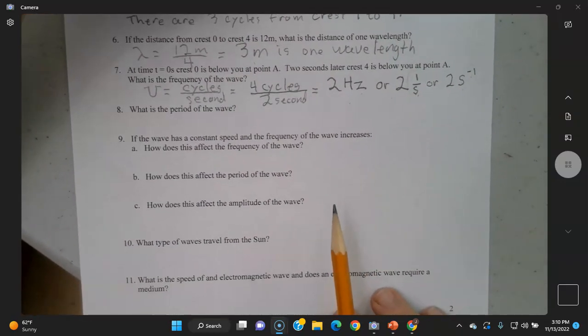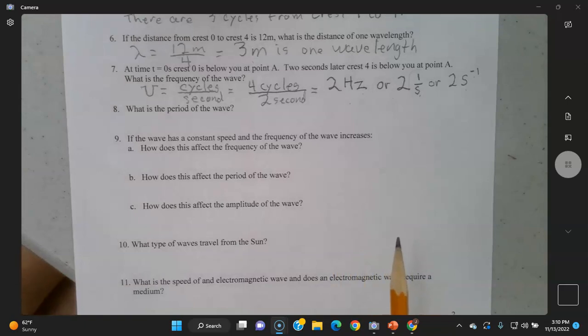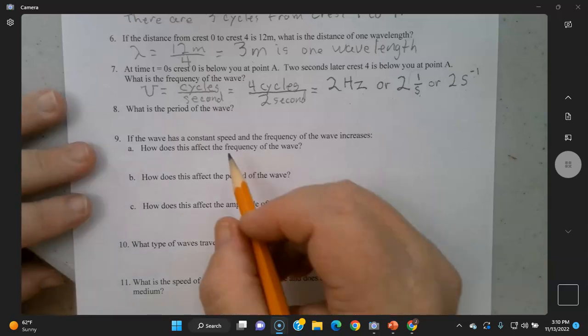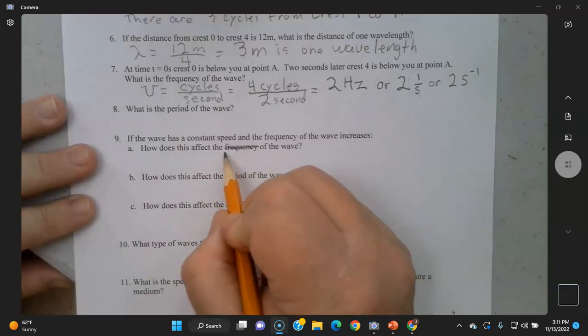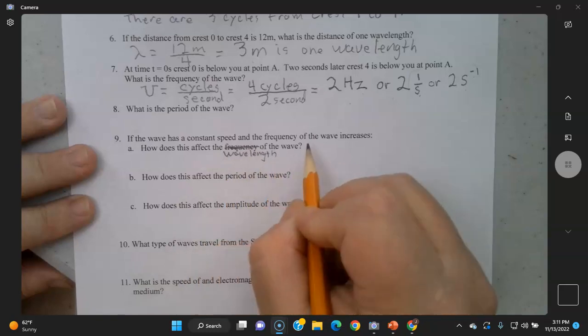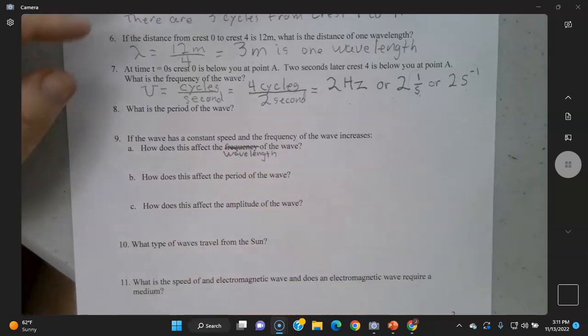Alright. If the wave has a constant speed and the frequency of the wave increases, how does this affect the frequency of the wave? And I changed that. I made a mistake there. That should have been wavelength. Obviously, the frequency increases, right?